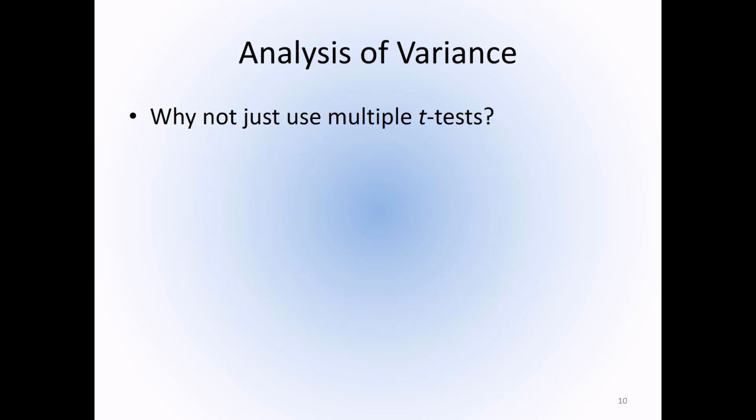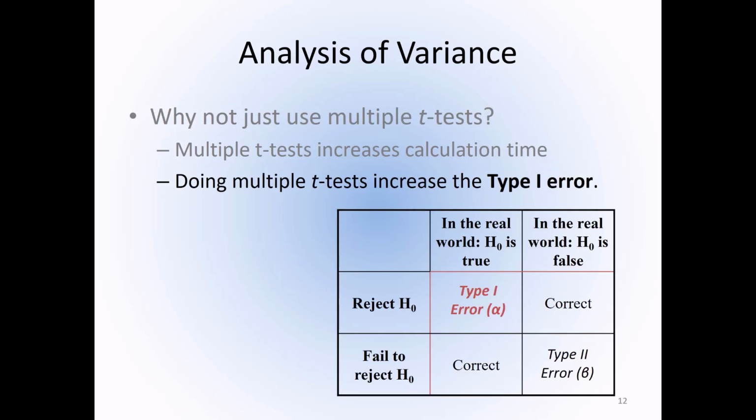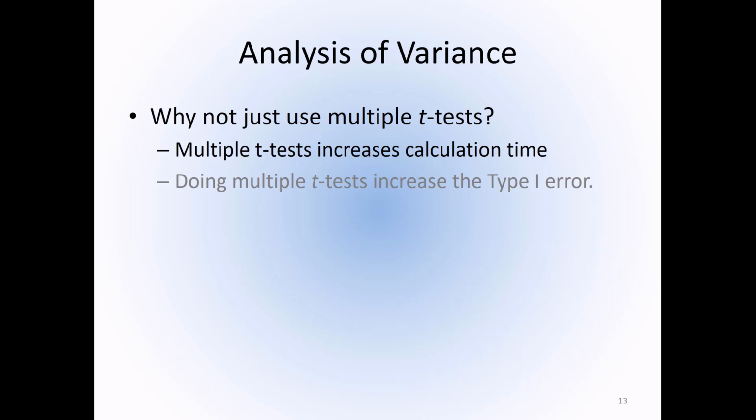So why don't we just use multiple t-tests? Well, the first reason is that this will increase the amount of time that we need to do our calculations, and we know our time is valuable. But more importantly, doing multiple t-tests is going to increase our type 1 error of rejecting the null hypothesis when in fact it's true in the real world. So let's focus on this first issue of increased calculation time.